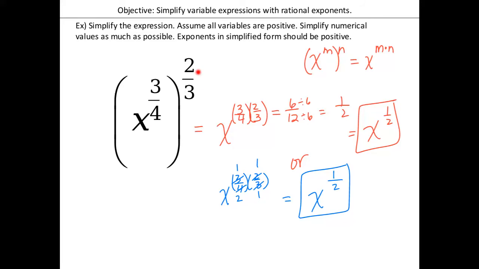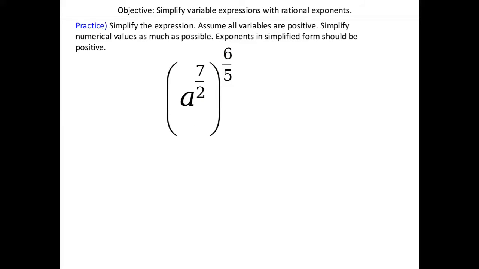So again, the power to a power, you multiply. I suggest simplify before you multiply so you can get it already in simplified form. If you do it this way, you might end up with bigger fractions like 48 over 96 and you might not know how to simplify that with bigger numbers. All right, you guys go ahead and practice this one.